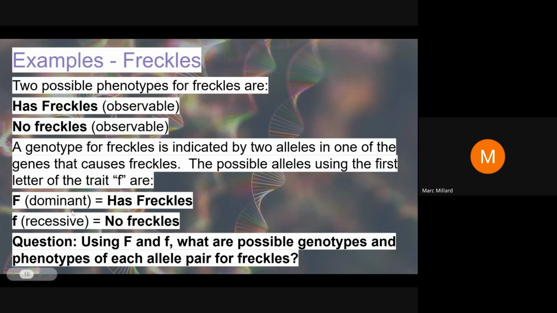We know just from experimentation that having freckles is a dominant trait, so we would represent that with an uppercase F. And no freckles is a recessive, so we would represent that with a lowercase f. Question, if we use F and f, what are the possible genotypes and phenotypes for each allele pair for freckles?